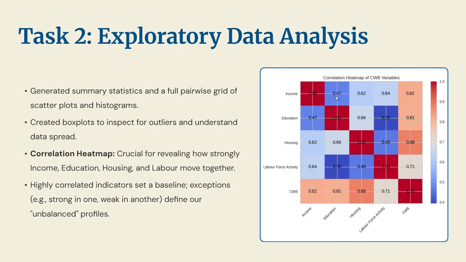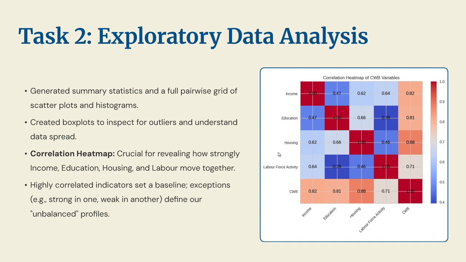This is the correlation heat map that we discussed, and we can see the impacts on community well-being in the far right column based on the data on the left. So housing has by far the greatest impact on community well-being, with labor force activity actually having the least, which I thought was interesting. Although it does make sense to me that income is more important than labor force activity.